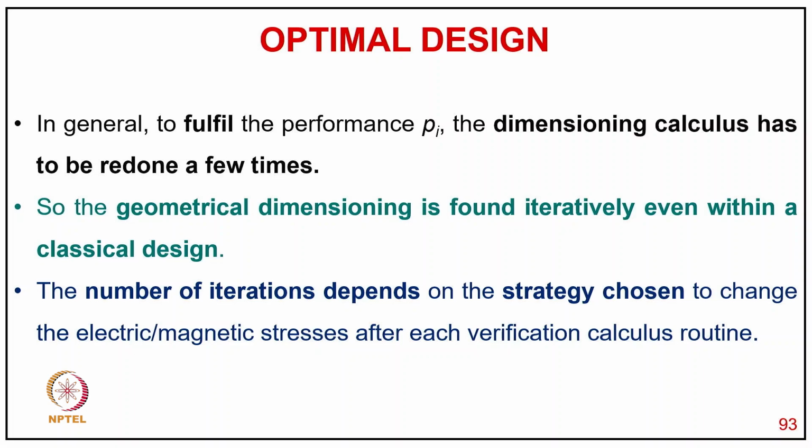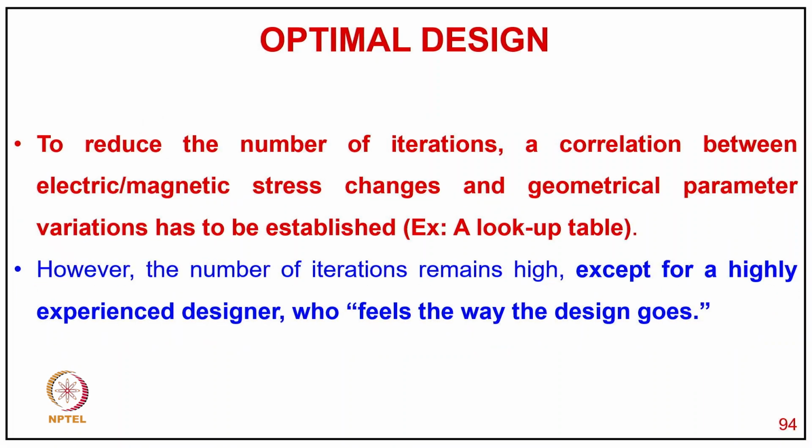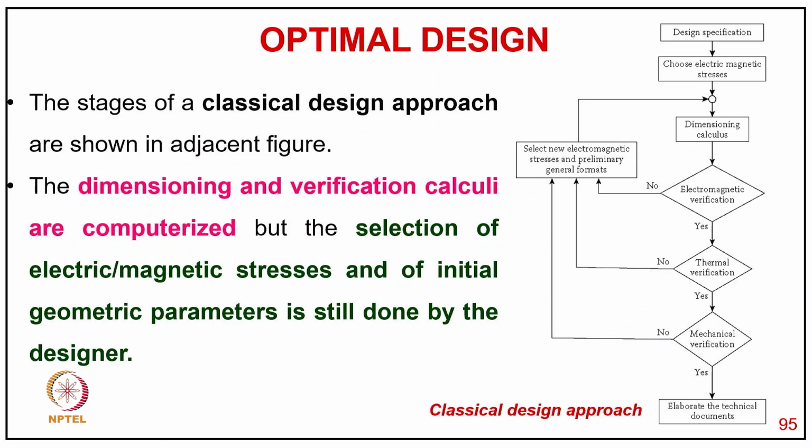The number of iterations depends on the strategy chosen to choose the electric and magnetic stresses after verification, each verification being a calculated subroutine. So to reduce the number of iterations, a correlation between the electric and magnetic stress changes and geometric parameter variation has to be established, for example as a lookup table. However, the number of iterations remains high except for a highly experienced designer who feels the way the design goes.